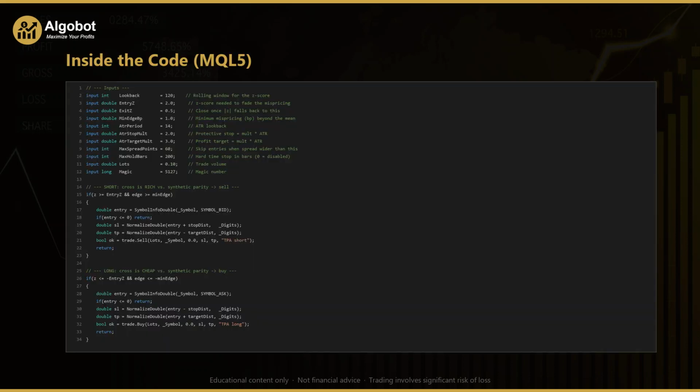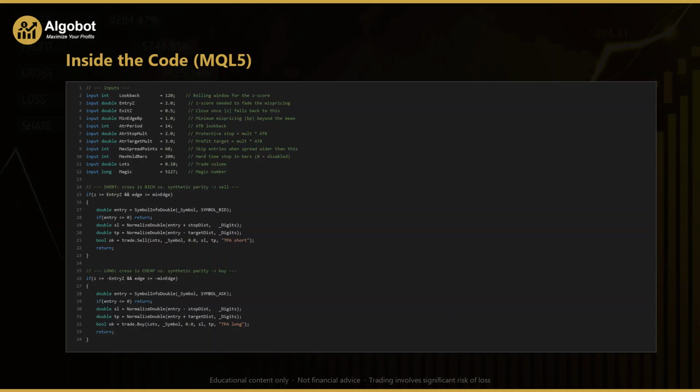Let's look at the actual MetaQuotes language code that drives this, as you'd see it in MetaEditor. At the top are the input parameters. Lookback sets the rolling window for the z-score, defaulting to 120 bars. EntryZ, defaulting to 2, is the z-score needed to fade a mispricing, while ExitZ, at 0.5, closes the position once the gap converges. Mean-reversion is the minimum mispricing in basis points worth acting on. Then come the average true range settings, the period, the stop multiple of 2, and the target multiple of 3.